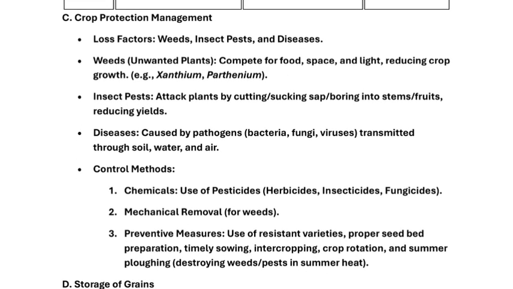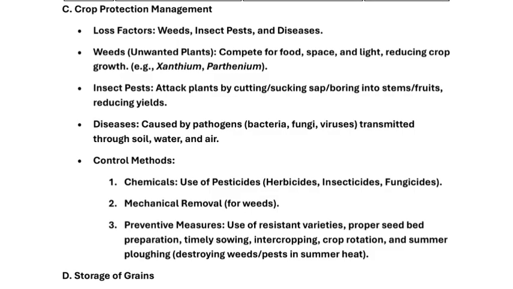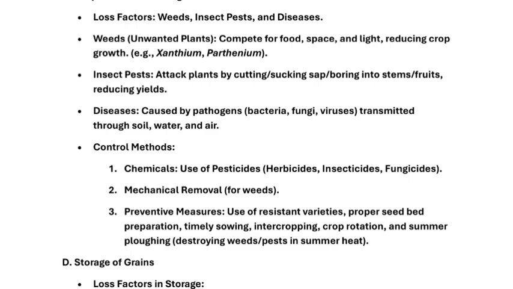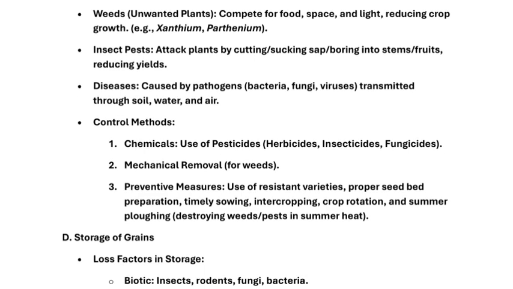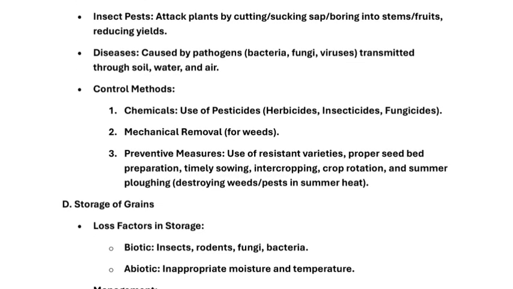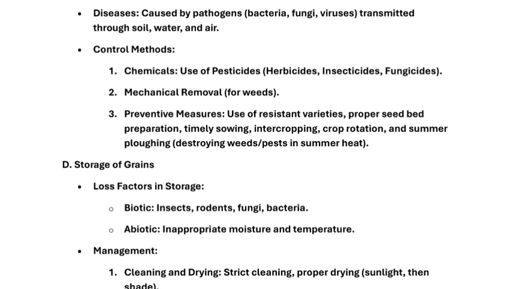C. Crop protection management. Loss factors: weeds, insect pests, and diseases. Weeds are unwanted plants that compete for food, space, and light, reducing crop growth. Examples: Xanthium, Parthenium. Insect pests attack plants by cutting, sucking sap, or boring into stems and fruits, reducing yields. Diseases are caused by pathogens such as bacteria, fungi, and viruses, transmitted through soil, water, and air.